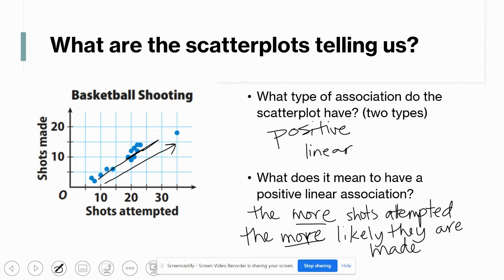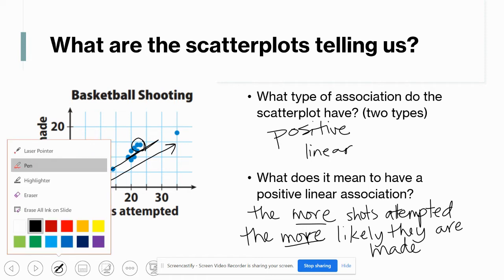So say over here, I try to attempt around 10 and I don't make very many. But here I try to attempt like 25 and I make a lot more. So that makes sense when you think about the positive association. It's going up. X increases, Y increases. The more shots attempted, the more likely they're made.